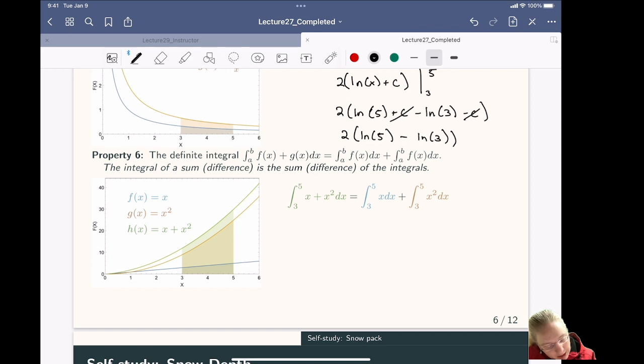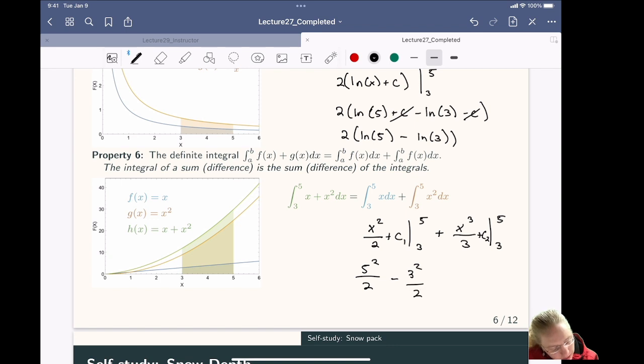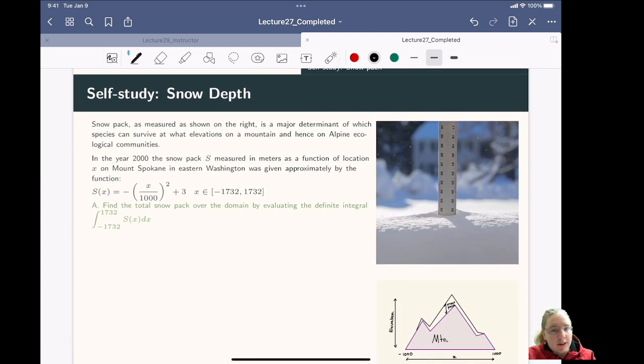All right, so we have here x squared over 2 plus c evaluated between 3 and 5, plus x cubed over 3 evaluated between 3 and 5, plus a second integration constant, which comes out to being 5 squared over 2 minus 3 squared over 2 plus 5 cubed over 3 minus 3 cubed over 3. All right, so that is some integration rules, and with that, I'll let you try to tackle the self-study question where you're going to have to evaluate a definite integral on your own.